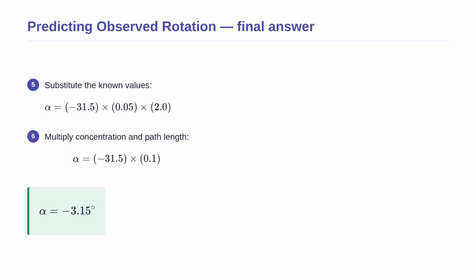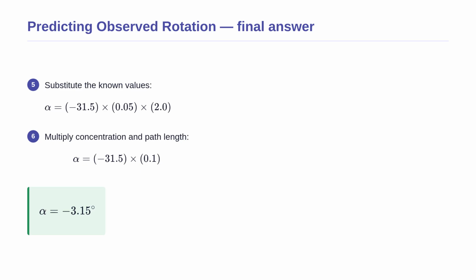Continuing our prediction, we substitute our known values into the rearranged formula. We plug in negative 31.5 for the specific rotation, 0.05 for the concentration, and 2.0 for the path length. To simplify the math, we first multiply the concentration and path length together, which gives us 0.1. Finally, multiplying negative 31.5 by 0.1 gives us an observed rotation of negative 3.15 degrees.